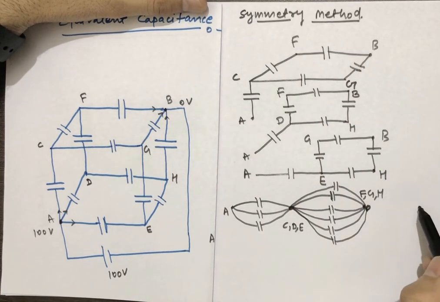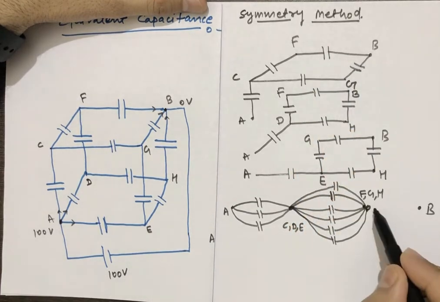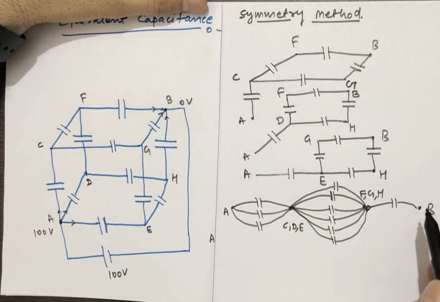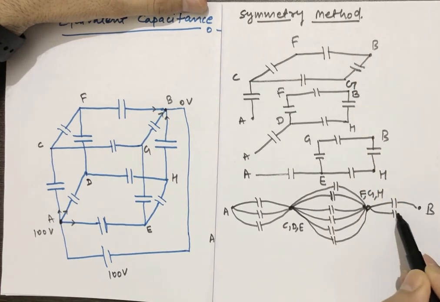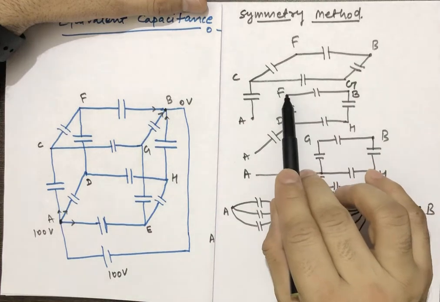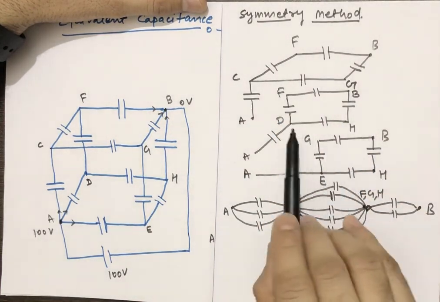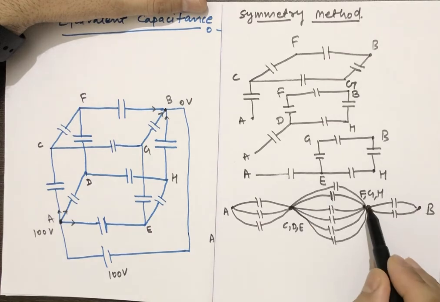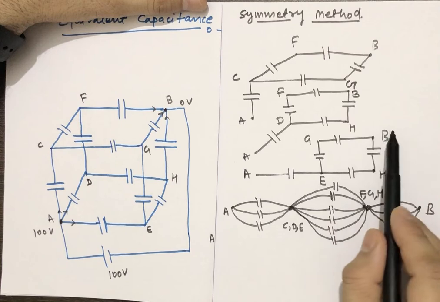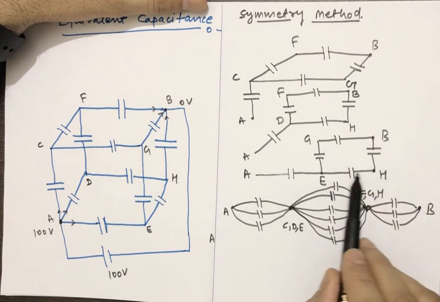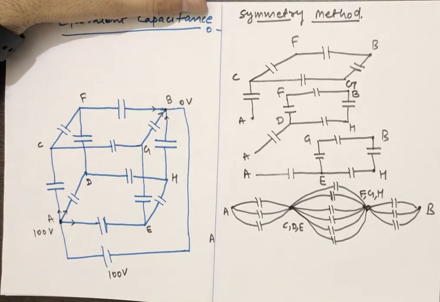Now comes to the B point. B point is here. Yes, F to B, one capacitor. G to B, that is another capacitor. F to B, ये रिपीट हो चुका है, इसको दोबारा नहीं लेना है. Yes, H to B, this is the third one. G to B, ये भी रिपीट हो चुका है. और फिर H to B, ये भी रिपीट हो गया. तो ये हमारे पास अब सिंपल सर्किट बन गई.